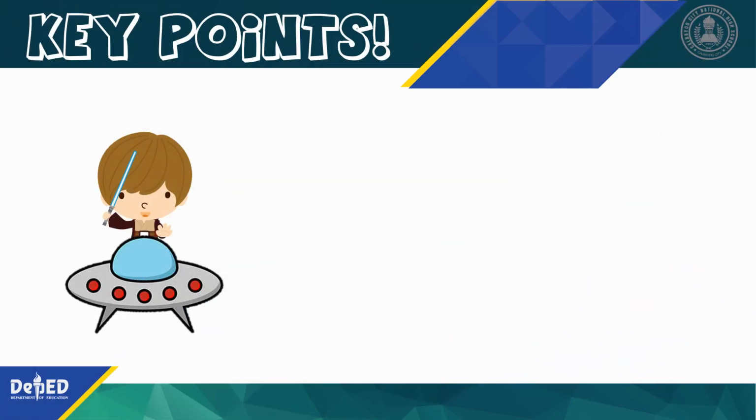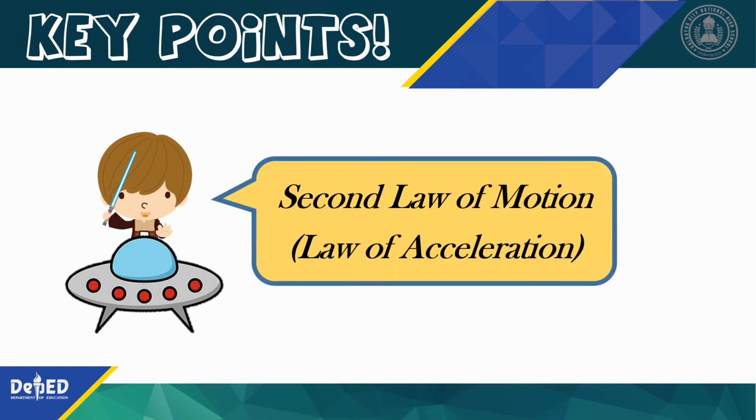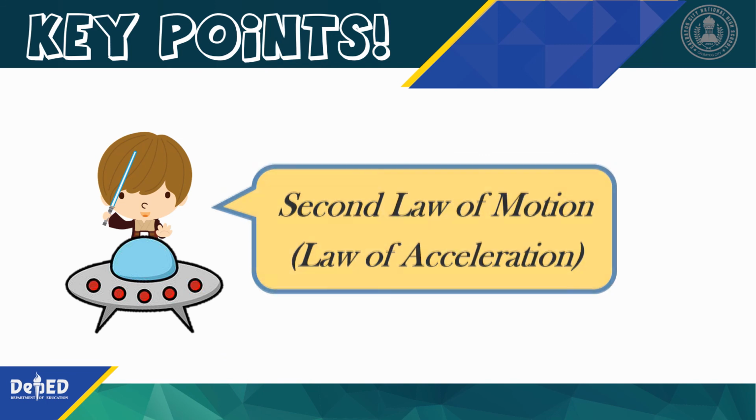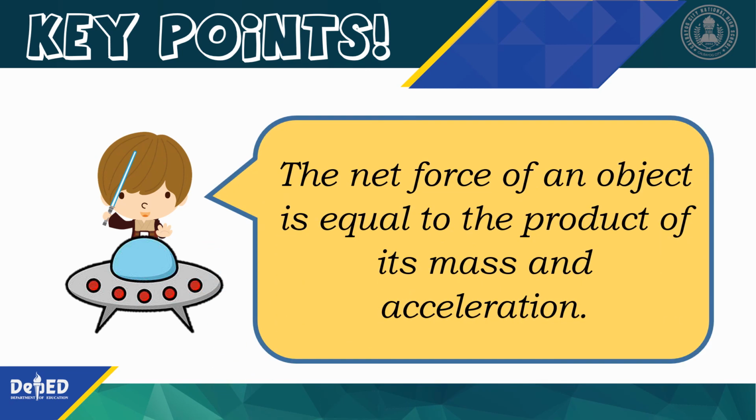How about the second law of motion? Can you tell us about it? Very good. The second law of motion tells us the net force on an object is equal to the product of its mass and acceleration.